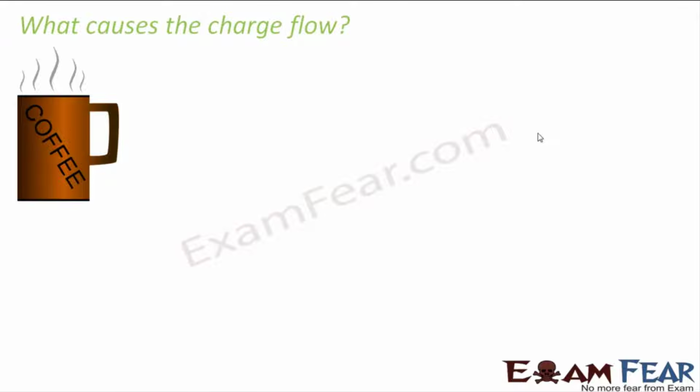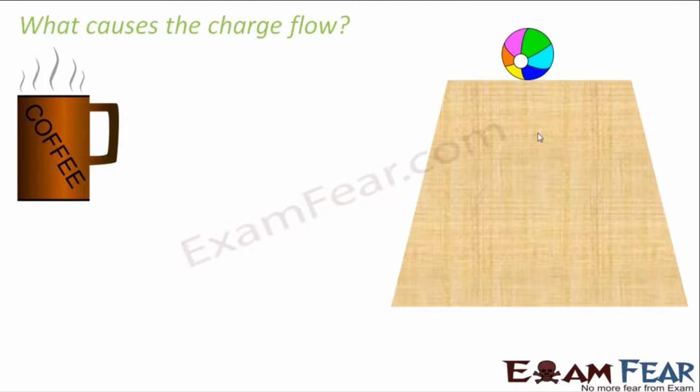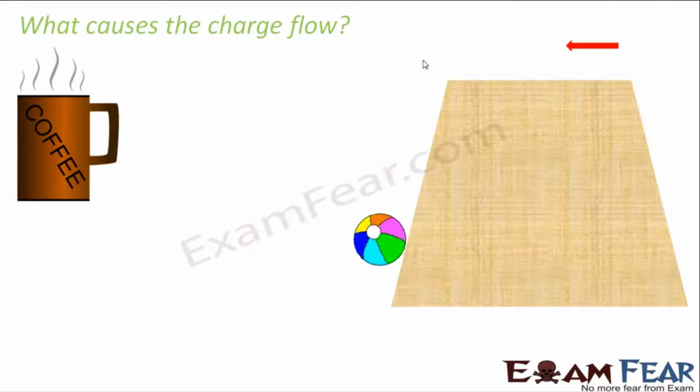Now the question is, what causes the charge flow? What causes these electric charges to flow? There has to be something which initiates this flow of charges. Look at this example. Let us suppose there is a ball which is kept at the top of this slope. Do you see that the ball moves? No, the ball doesn't move. Now let us suppose you apply a small force to this ball. What happens? The ball starts moving and then it starts rolling on itself along the slope.